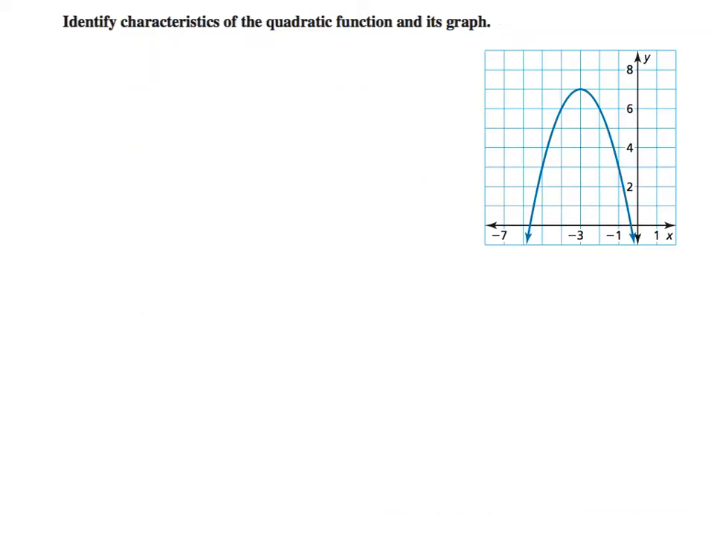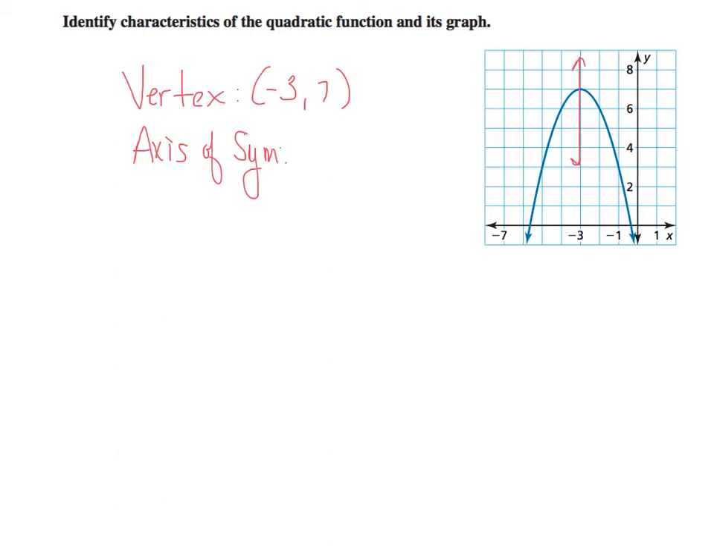So in this example, I want you to identify the characteristics of the quadratic function and its graph. So pause the video and tell me some things you know about this graph. Hopefully you could tell me that the vertex is going to be -3, 7. The axis of symmetry is right here. And so the axis of symmetry is x equals -3.